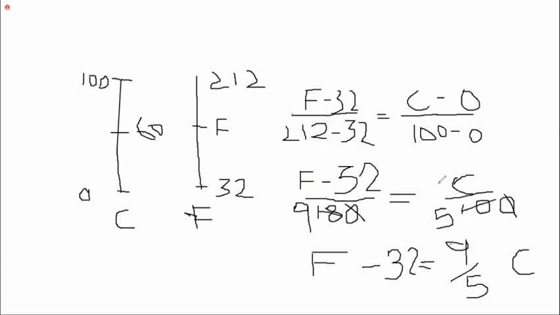If I give C as 60, for example, then we can calculate F equals how much? 9 into 5 divided by 60 is 12. 9 into 12 means 108, plus 32. 108 plus 32, how much? 140.